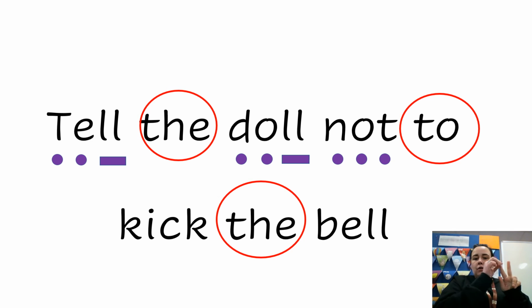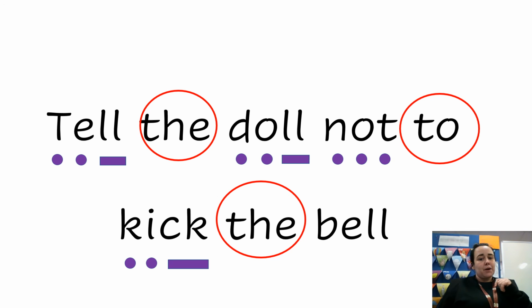Not. Well done. Blow it away. Read it from the beginning. Tell the doll not. What's this next word? It's a tricky word. To. So tell the doll not to. Moving on to the next word. Kick. Well done. So blow it away. Read it from the beginning. Tell the doll not to kick.